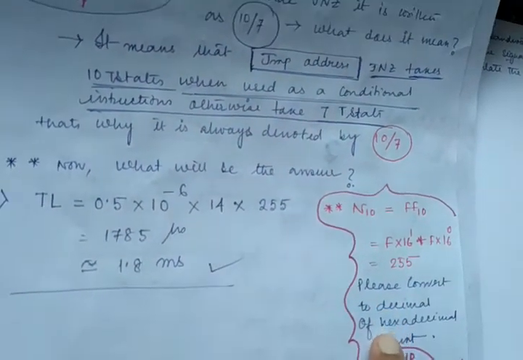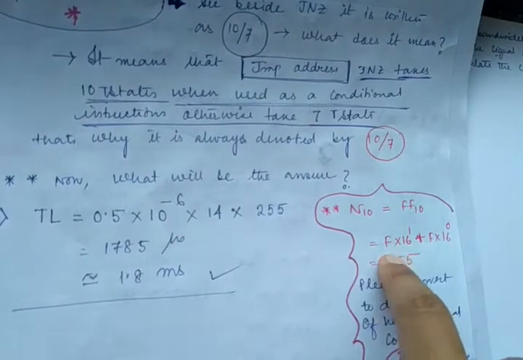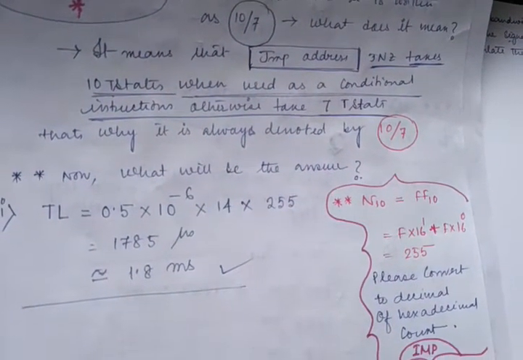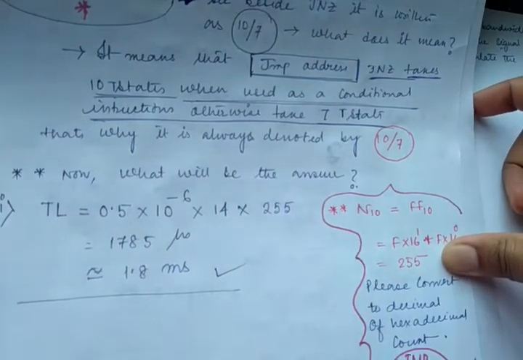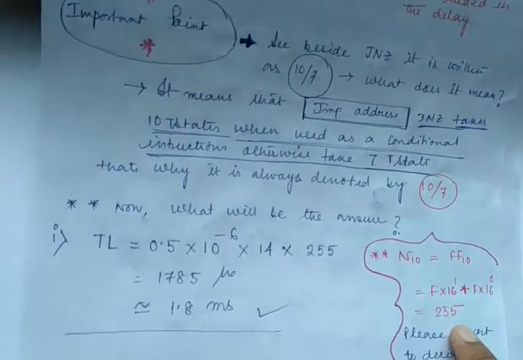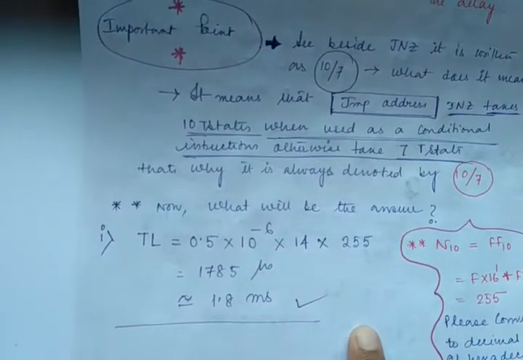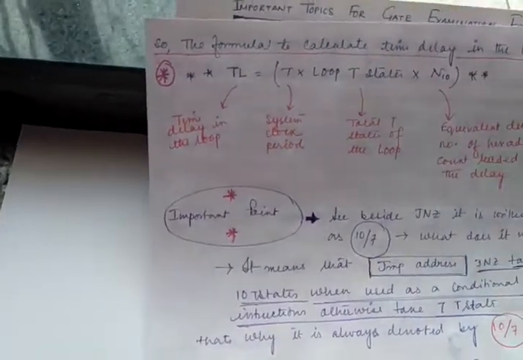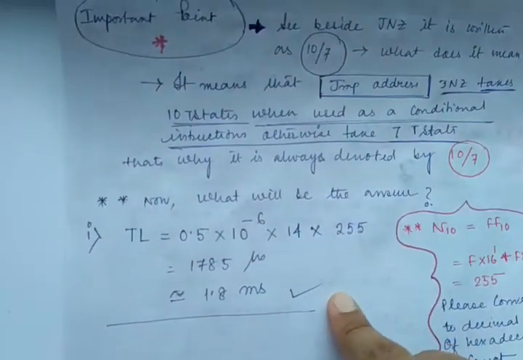How can we calculate it? That is FF, which is a hexadecimal count. So it will be F into 16 to the power 0 plus F into 16 to the power 1, right? And what do you mean by F? F means, A, B, C, D, 10, 11, 12, up to 15, right? So you can calculate 15 into 16 plus 15, that is a value of 255. Okay, so put this value 255 in the formula and calculate the total time delay in the loop, right? So this is the total calculation of time delay in the loop.